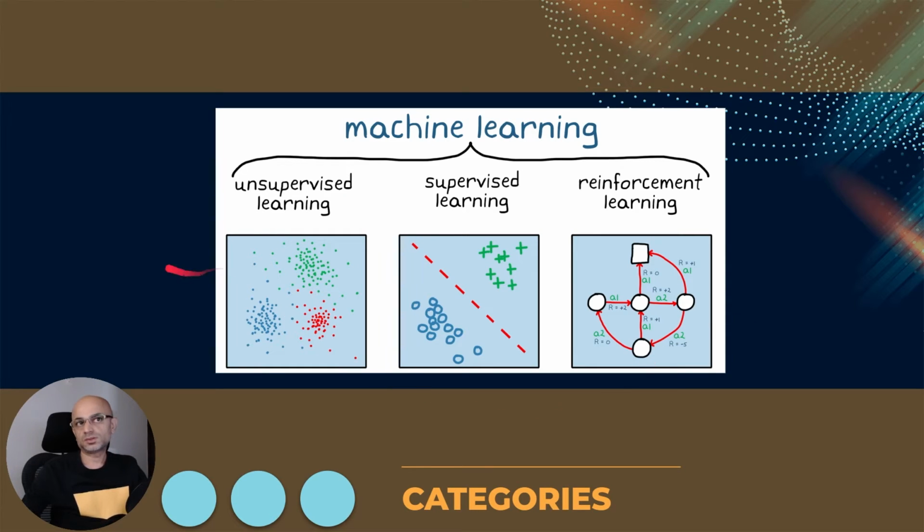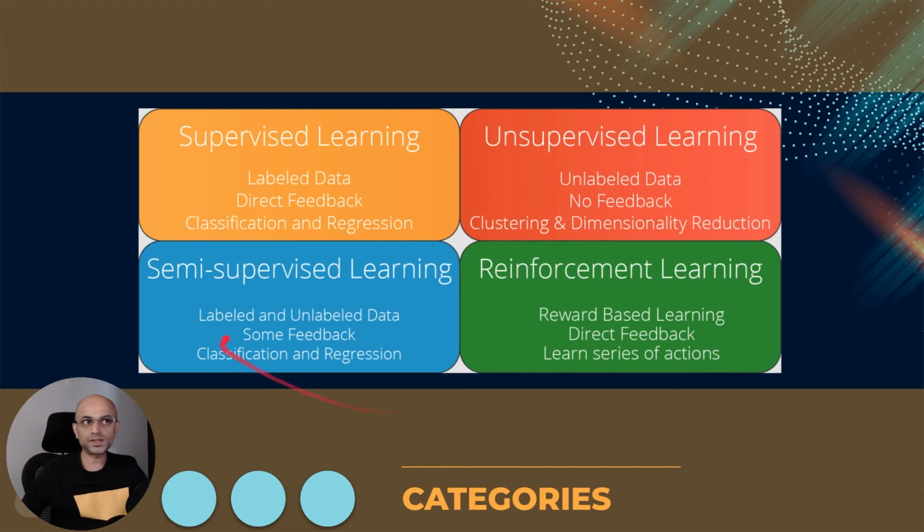So we looked at the categories: supervised learning, unsupervised learning, and reinforcement learning. There is also something called semi-supervised learning, which is kind of a combination of these two.